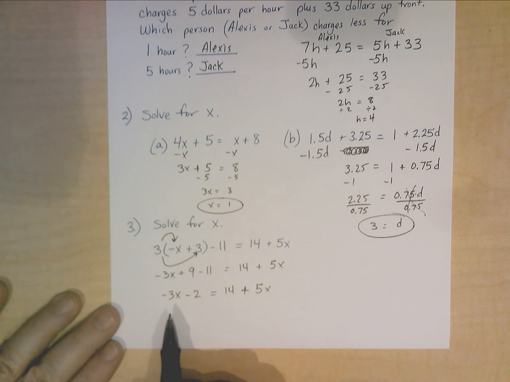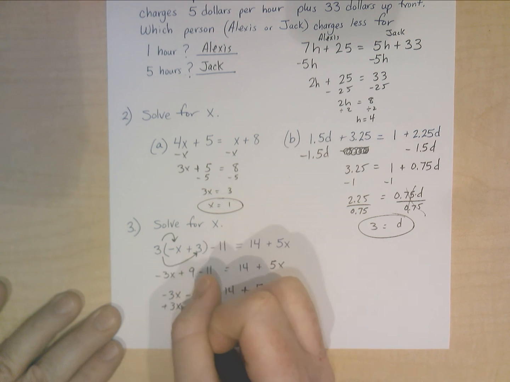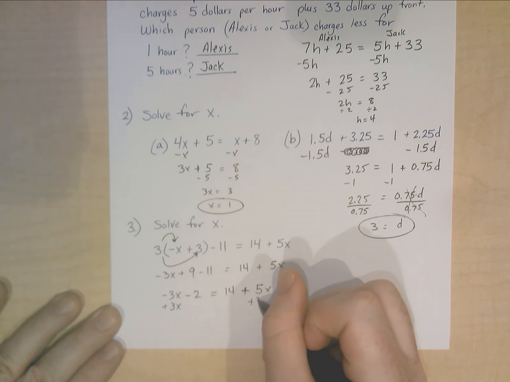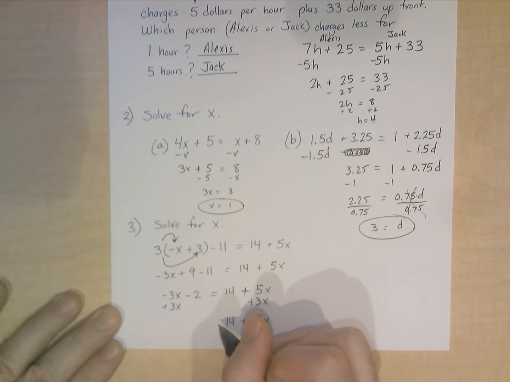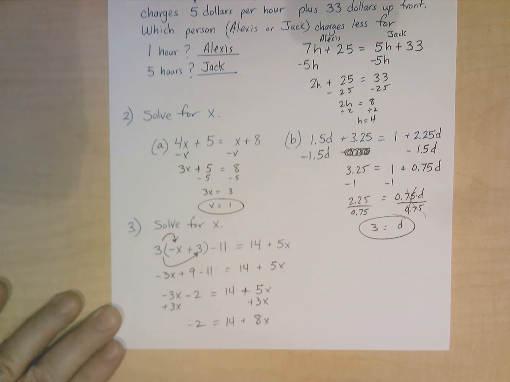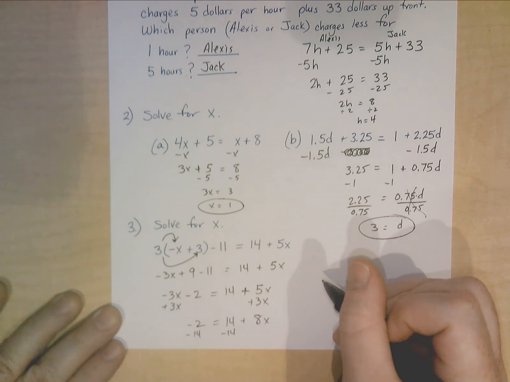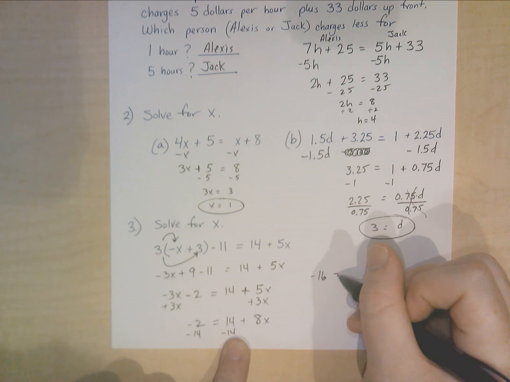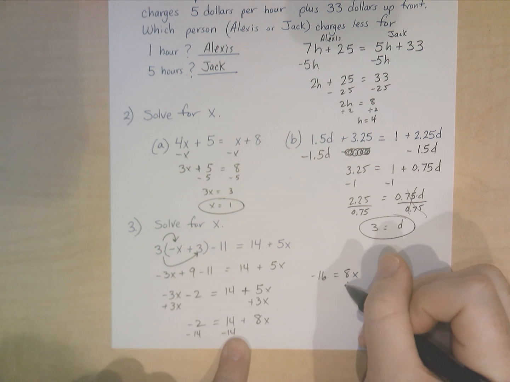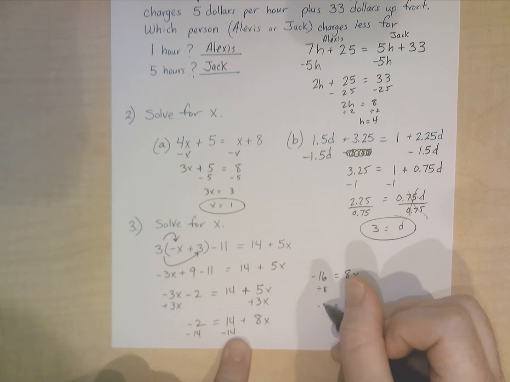So what I would do is I'd probably add 3x to both sides, because that's much easier to deal with. So I'm going to add 3x because that cancels out here. I've got 14 plus 8x on this side, negative 2 on this side. Subtract 14 from both sides. So I've got basically negative 16 on one side. I've got this canceled out, so it equals 8x. Then I divide both sides by 8. I get x equals negative 2.